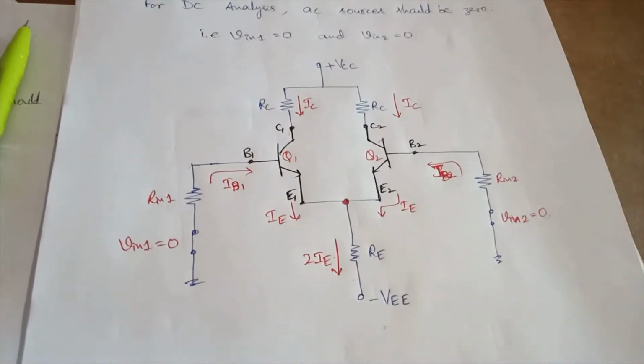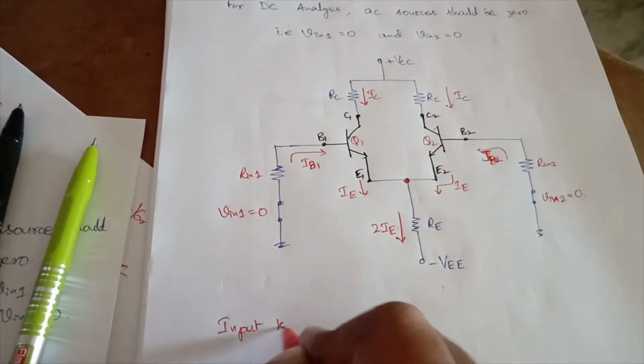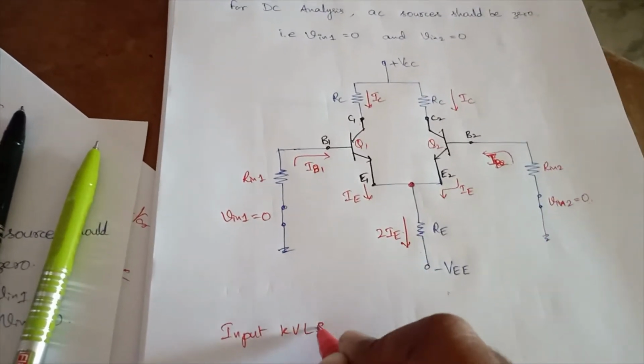Okay, now write the input KVL. Input KVL to find ICQ.